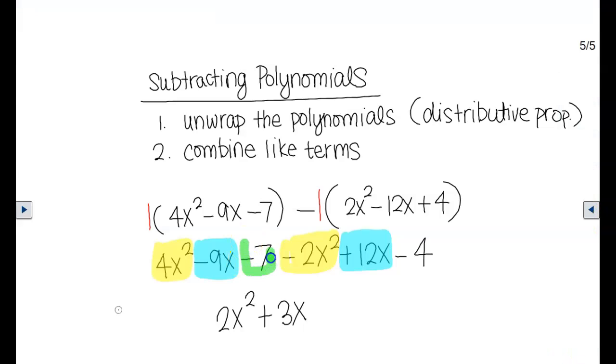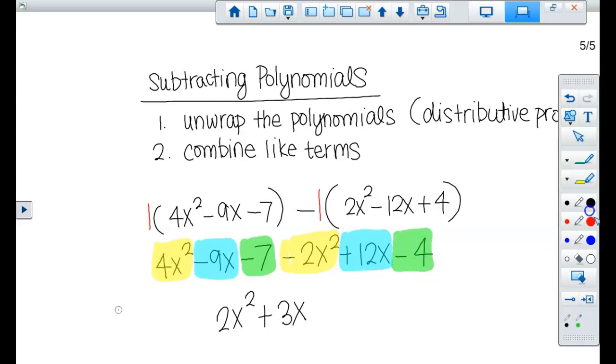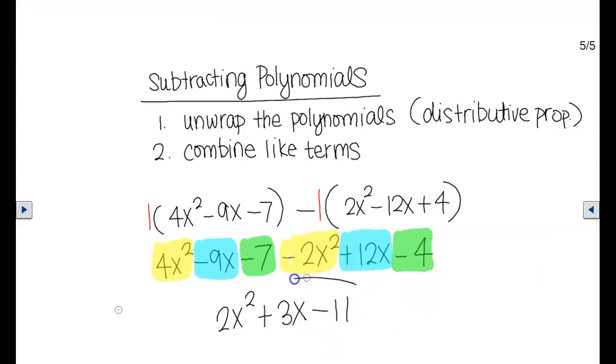And then we have a negative 7, which doesn't have a variable, which makes him like this negative 4 on the end. So we are doing, notice, a negative 7 minus 4, which is a negative 11. So 2x squared plus 3x minus 11.